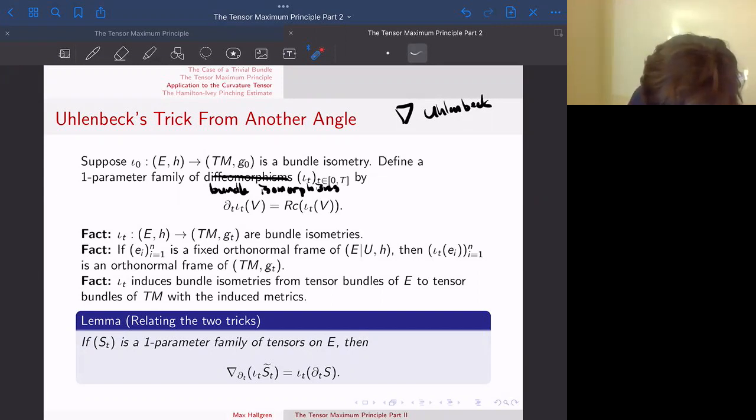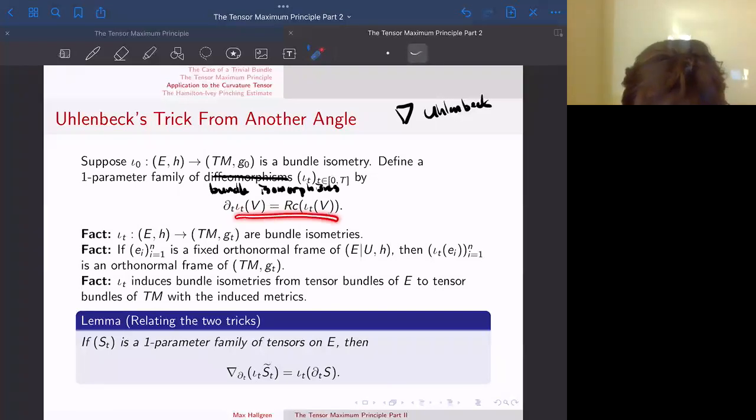We're going to define this by just solving this ODE essentially in each fiber. So the time derivative of iota applied to a vector v, where v is going to live in E, is the Ricci curvature of iota t of v. Okay, does this make sense? Okay, I think so. Yeah.